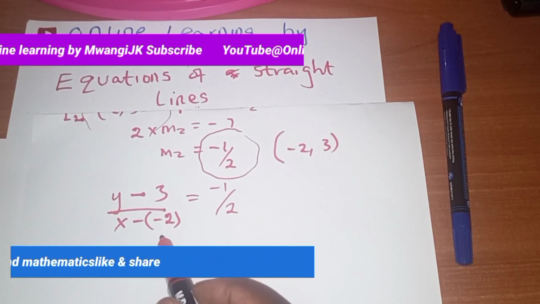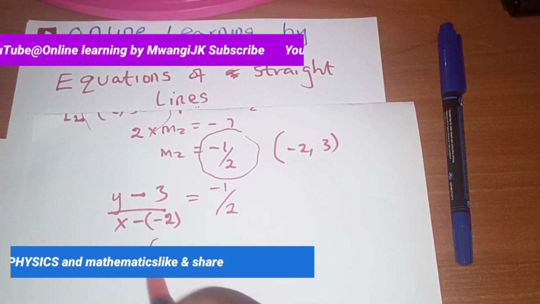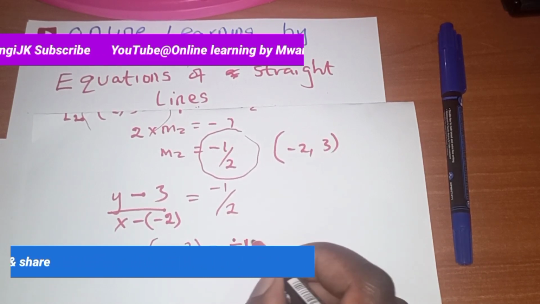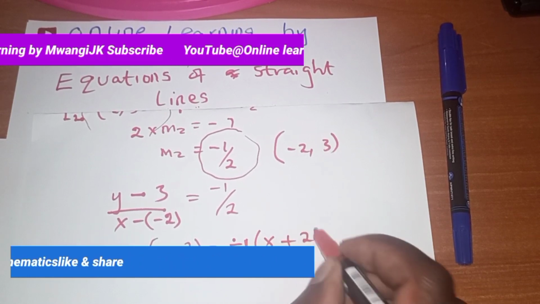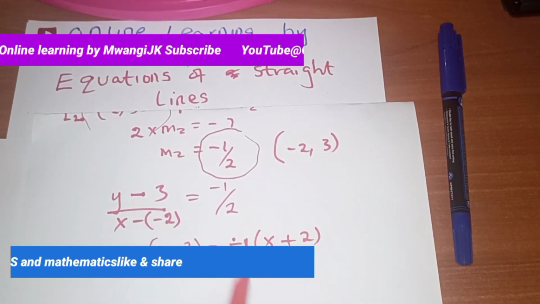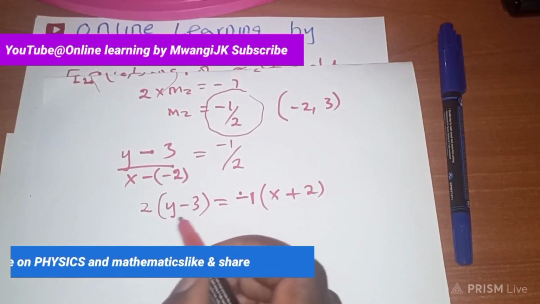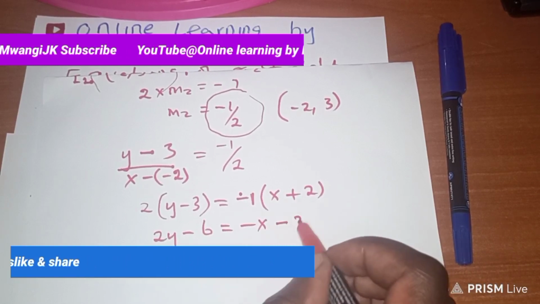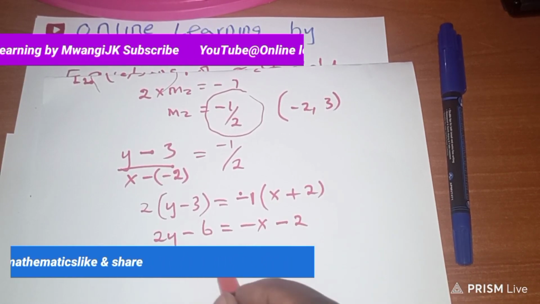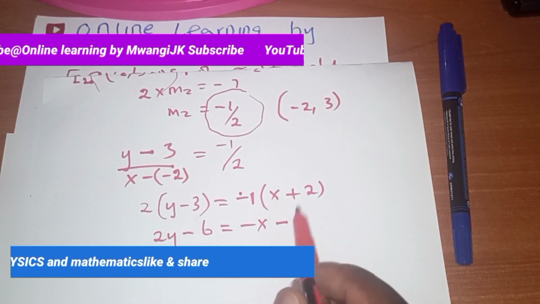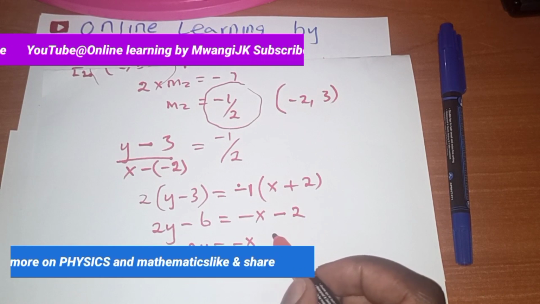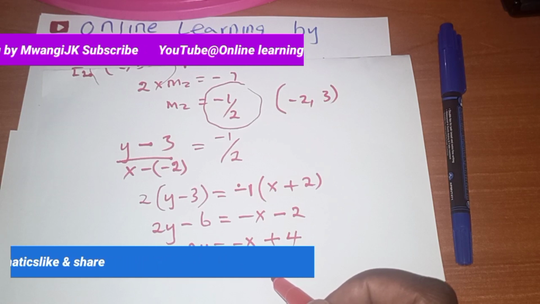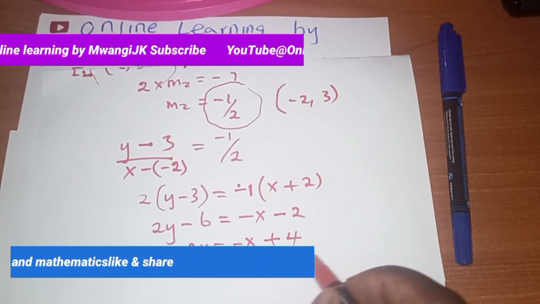So cross multiplying, we get 2(y - 3) = -1(x + 2). Minus will be plus. Then opening the bracket, we have 2y - 6 = -x - 2. So 2y = -x, then taking this to the other side, it will be added, so we'll have -2 plus 6, which is plus 4. So this is the equation of line 2.